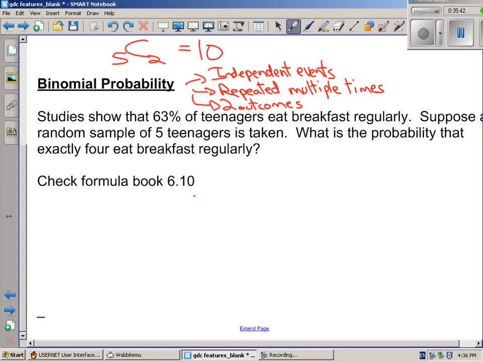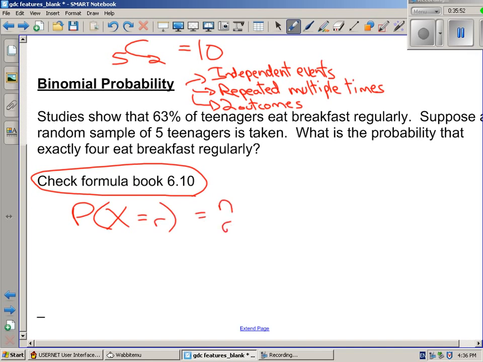And we should check our formula book under 6.10 where it talks about binomial probability. Here's the formula that you get. Probability x equals r is nCr, p to the r, (1 minus p) to the n minus r.